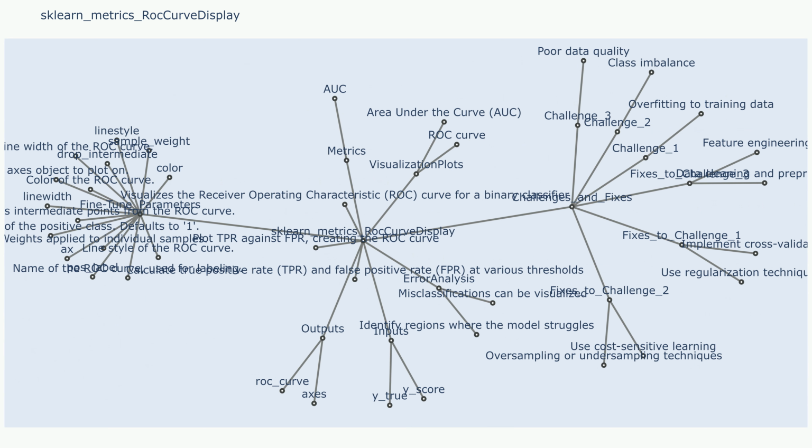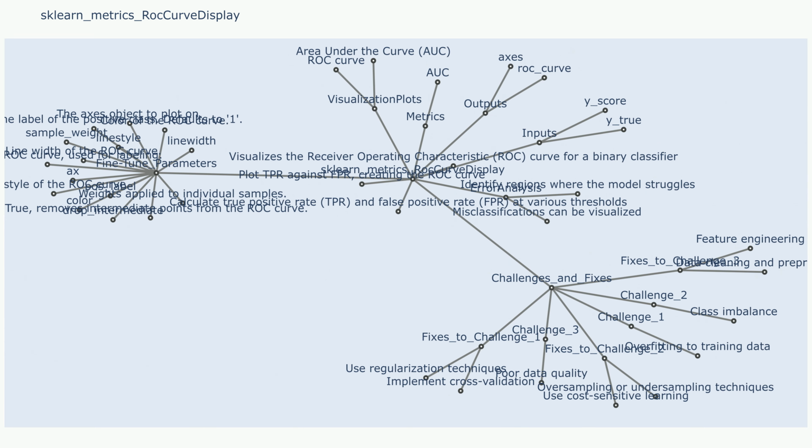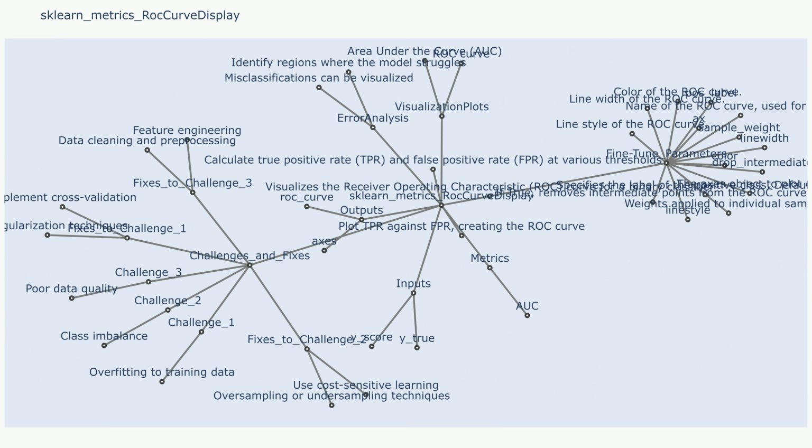Challenge 2: imbalanced datasets. Sample use case: if one class has significantly more samples than the other, the classifier may be biased towards the majority class, leading to poor performance on the minority class. Fixes: use resampling techniques, like oversampling the minority class or undersampling the majority class, to balance the dataset. Employ cost-sensitive learning techniques that assign higher costs to misclassifications of the minority class, encouraging the model to focus on its accurate prediction.